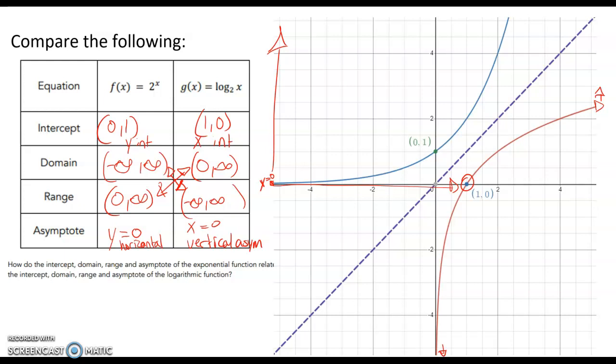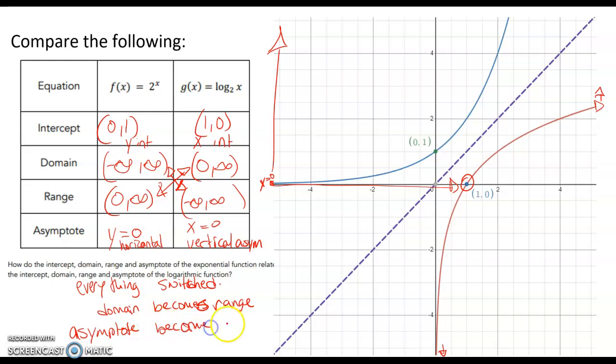So how do they relate to each other in the asymptote? All of the functions swapped. Everything swaps. Everything switches. Oh god, I can't spell switched. Domain becomes range. Range becomes domain on a log function. And our asymptote becomes vertical. Okay?